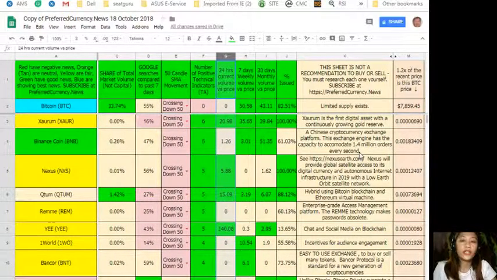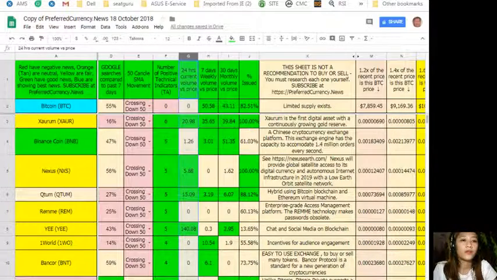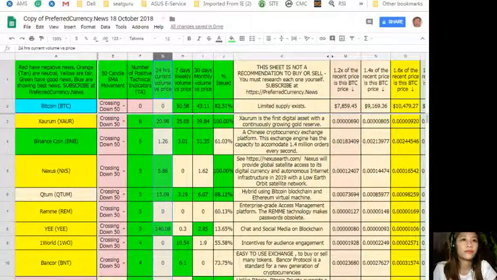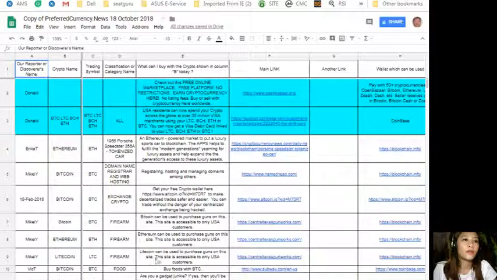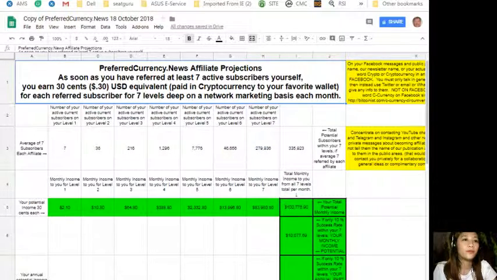Now, don't forget guys that this sheet is not recommended to buy or sell. You must really do your own research to make sure that it would apply to you or not. Then you have, and so on and so forth there, the marketplace news, the tabs below, and so on and so forth, affiliate tips and like that.